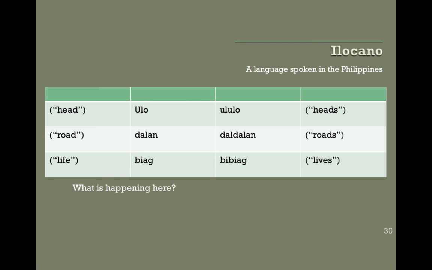Here's an example from a language spoken in the Philippines. And this is also really neat and unique from English, where you have the stem forms, and what we see is that in the plural form on the right-hand side, the first part of the singular form is just doubled up, and this is a process called reduplication. So to form the plural in Ilocano, you take the first part of the singular form and repeat it.